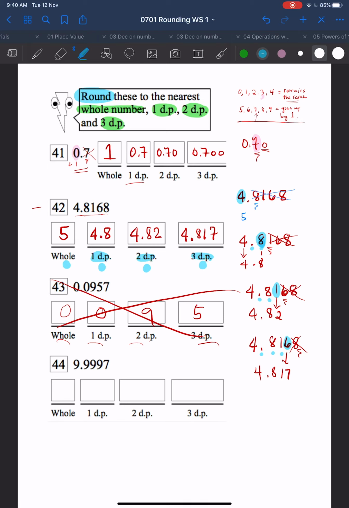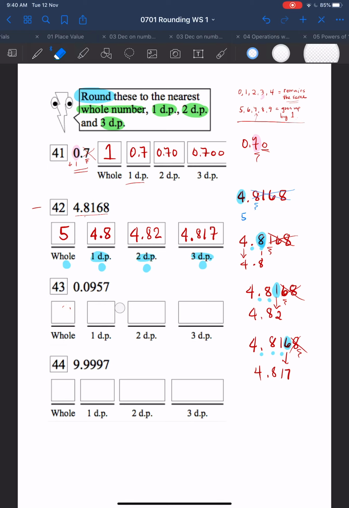So I leave you to do the other two by yourself. The answer key is already there.